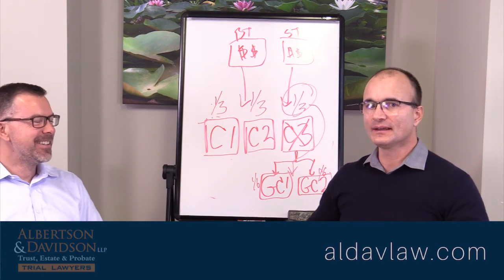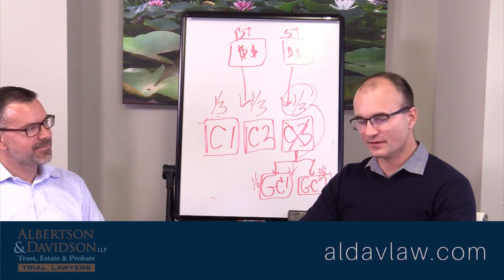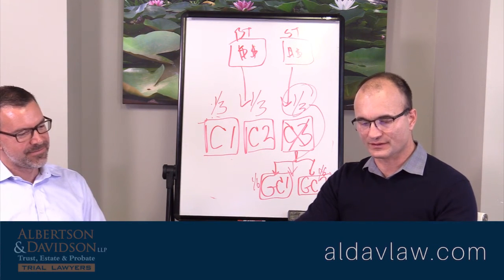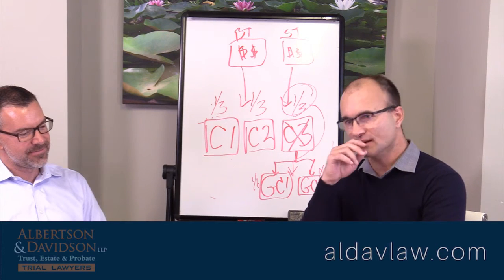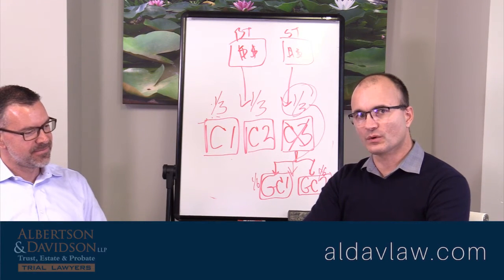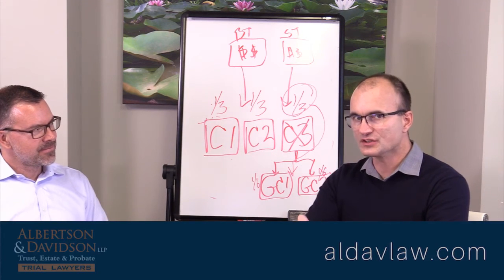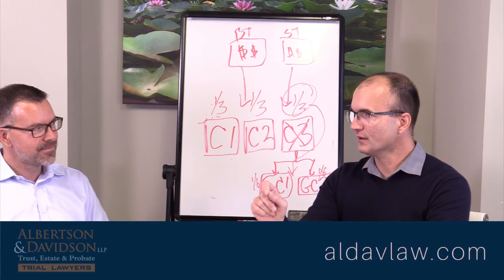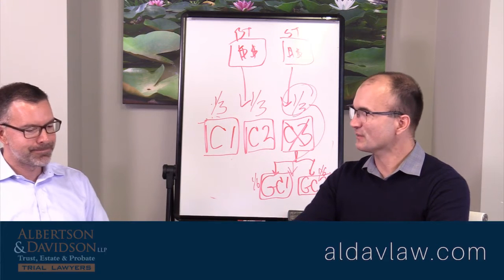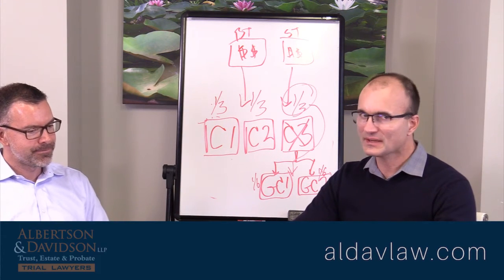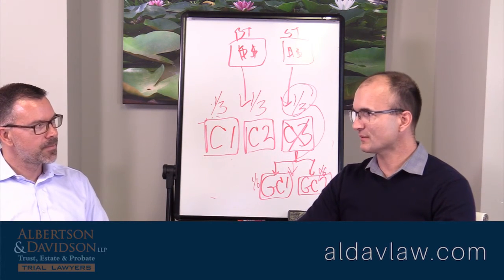Probably not. And the reason for that is, think about the language we looked at on the distribution clause, where it says that we're going to create one share for each living child and one share for the issue of a predeceased child. What does issue mean? Issue means children. Issue does not mean wives. It does not mean spouses.